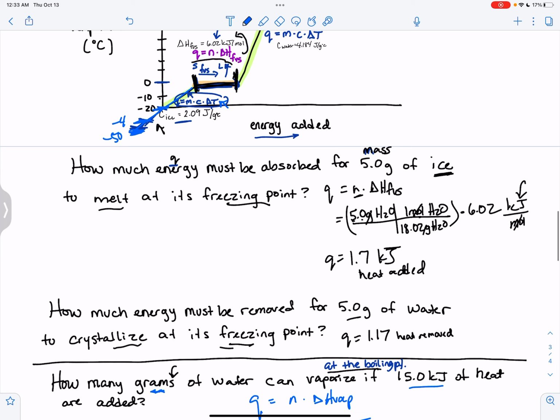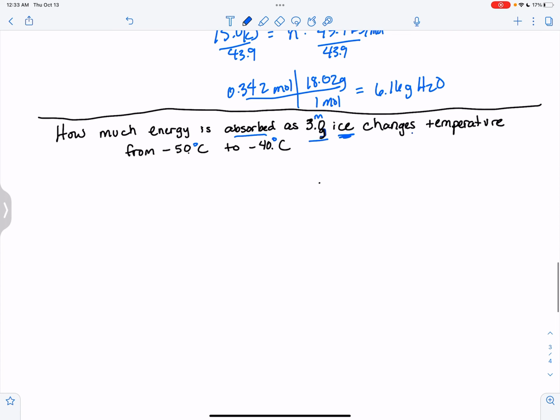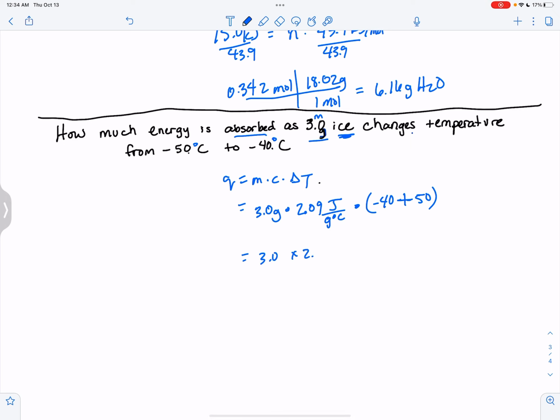So m c delta T. Notice that the C we need to use is 2.09 though, because it's for ice. So Q equals m times c times delta T. Our mass is 3.0 grams, 2.09. That's joules per gram degrees Celsius. That's our C. And our temperature change is final minus initial. So the final is -40 minus -50. And so that's going to make that a positive. So that's going to give us 10 right there. So it'll be 3 times 2.09 times 10.